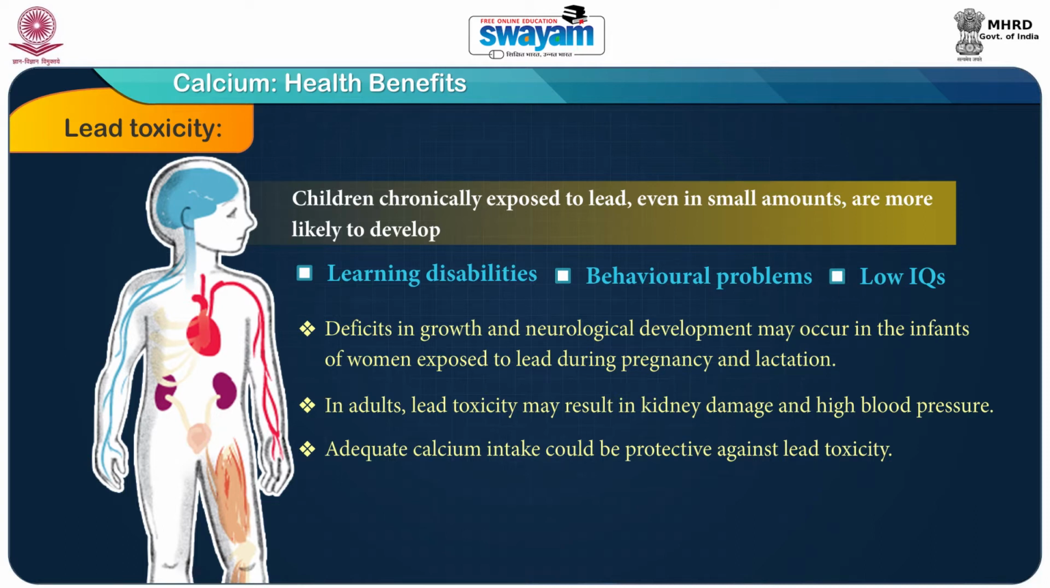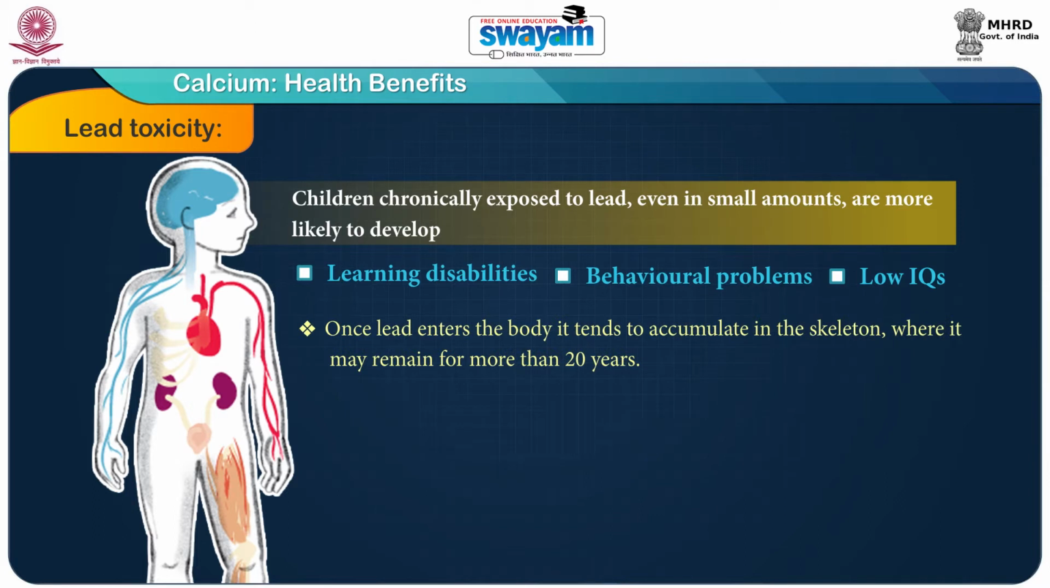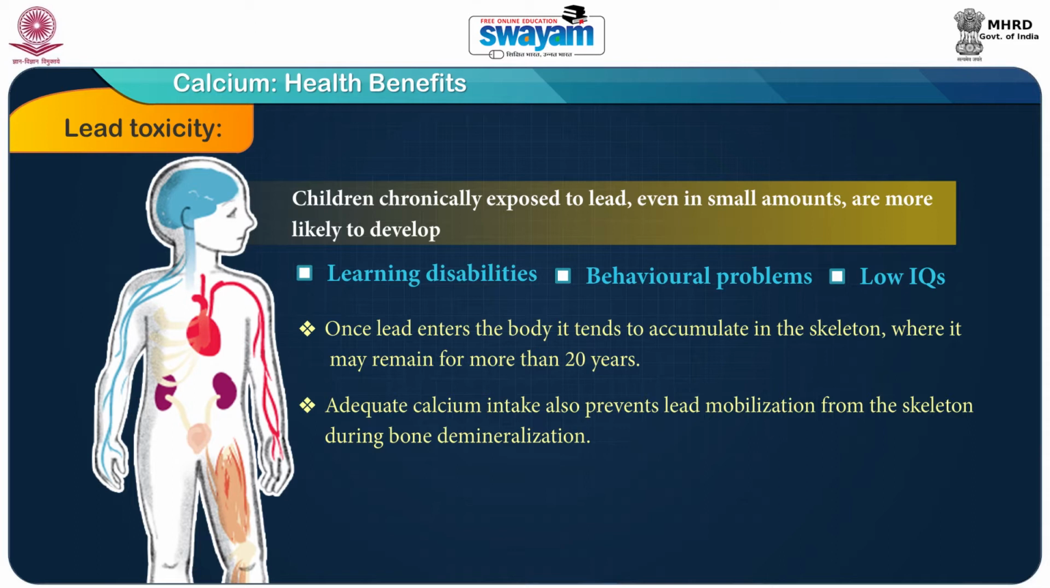Adequate calcium intake could be protective against the toxicity of lead. Increased dietary intake of calcium is known to decrease the gastrointestinal absorption of lead. Once lead enters the body, it tends to accumulate in the skeleton, where it may remain for a long period, as long as 20 years. Now, adequate calcium intake is known to prevent the mobilization of lead from the skeleton during the process of bone demineralization, thereby protecting the body from lead toxicity.